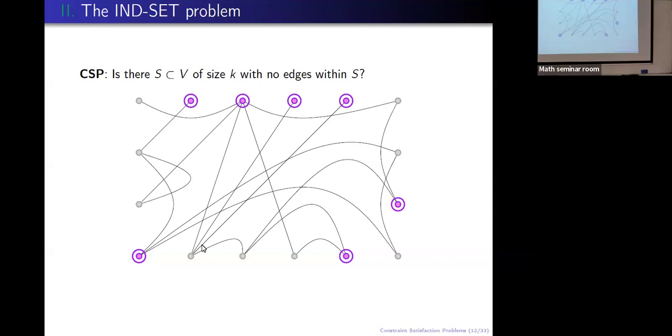I marked here the largest independent set. If I did not make a mistake, the vertices are marked in purple. You can see that there are edges out of them, but no edges between two purple vertices. So in this case, you have an independent set of at least size 7 in this particular graph. The constraint satisfaction problem is to answer this question for large k and large n and a given graph, or to answer the question, what is the maximum size of an independent set.